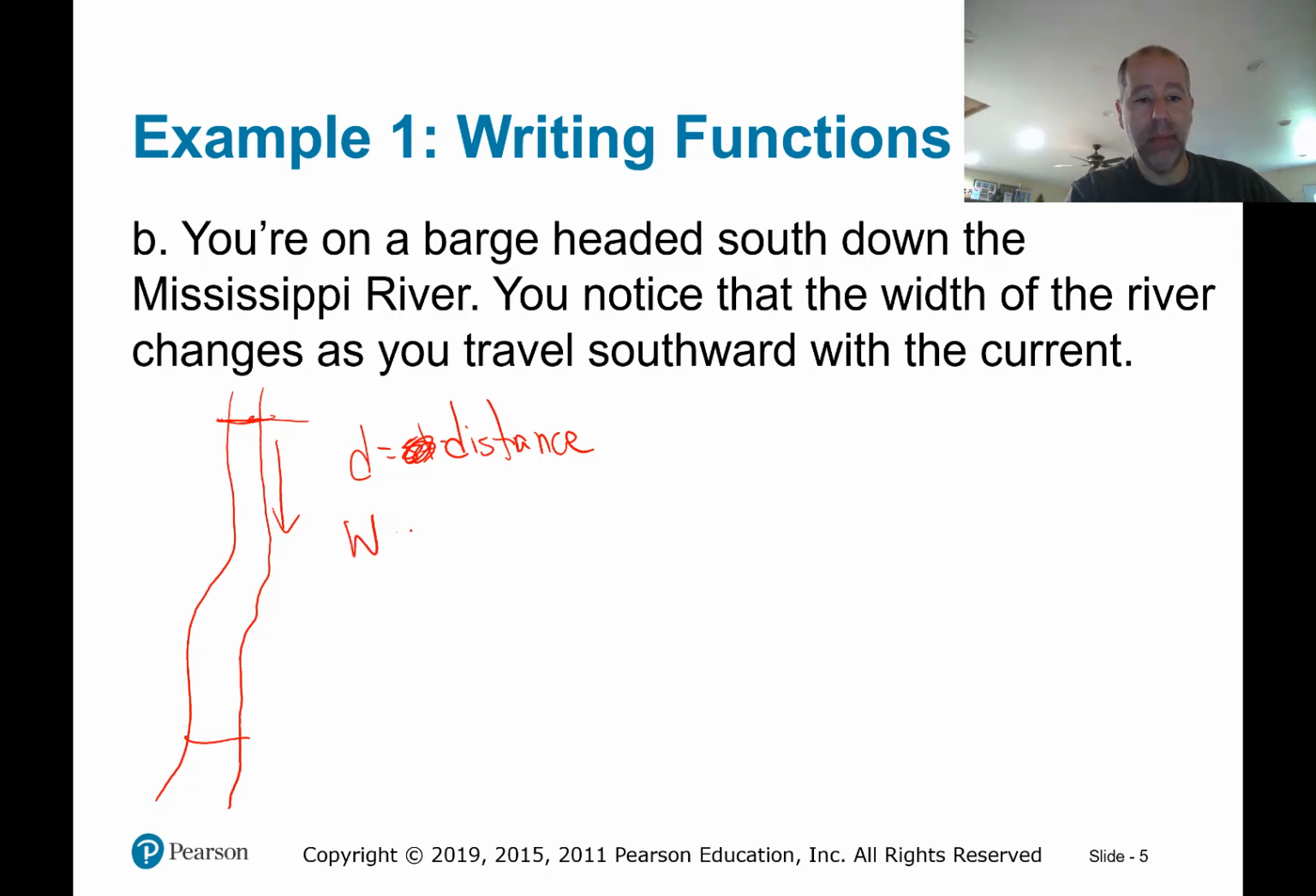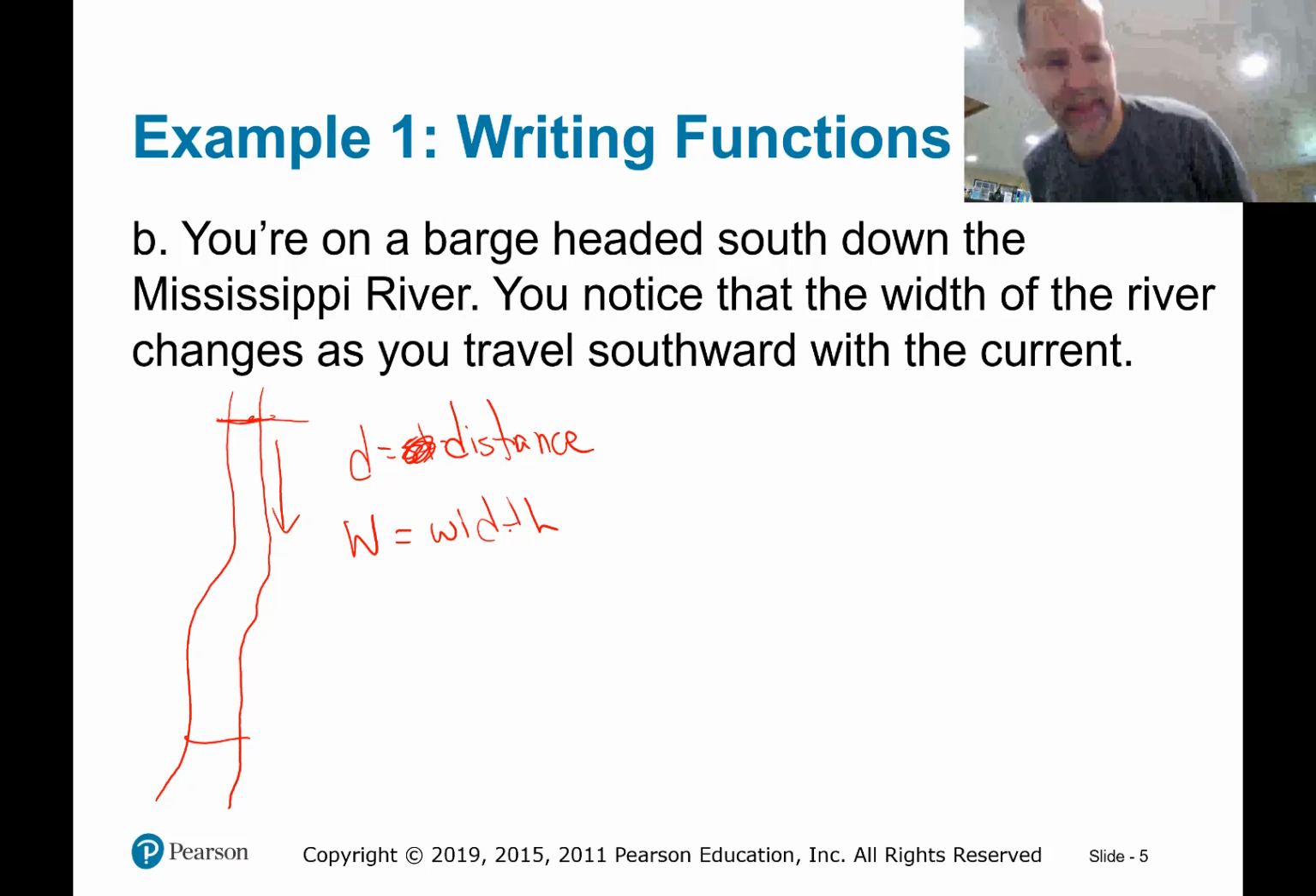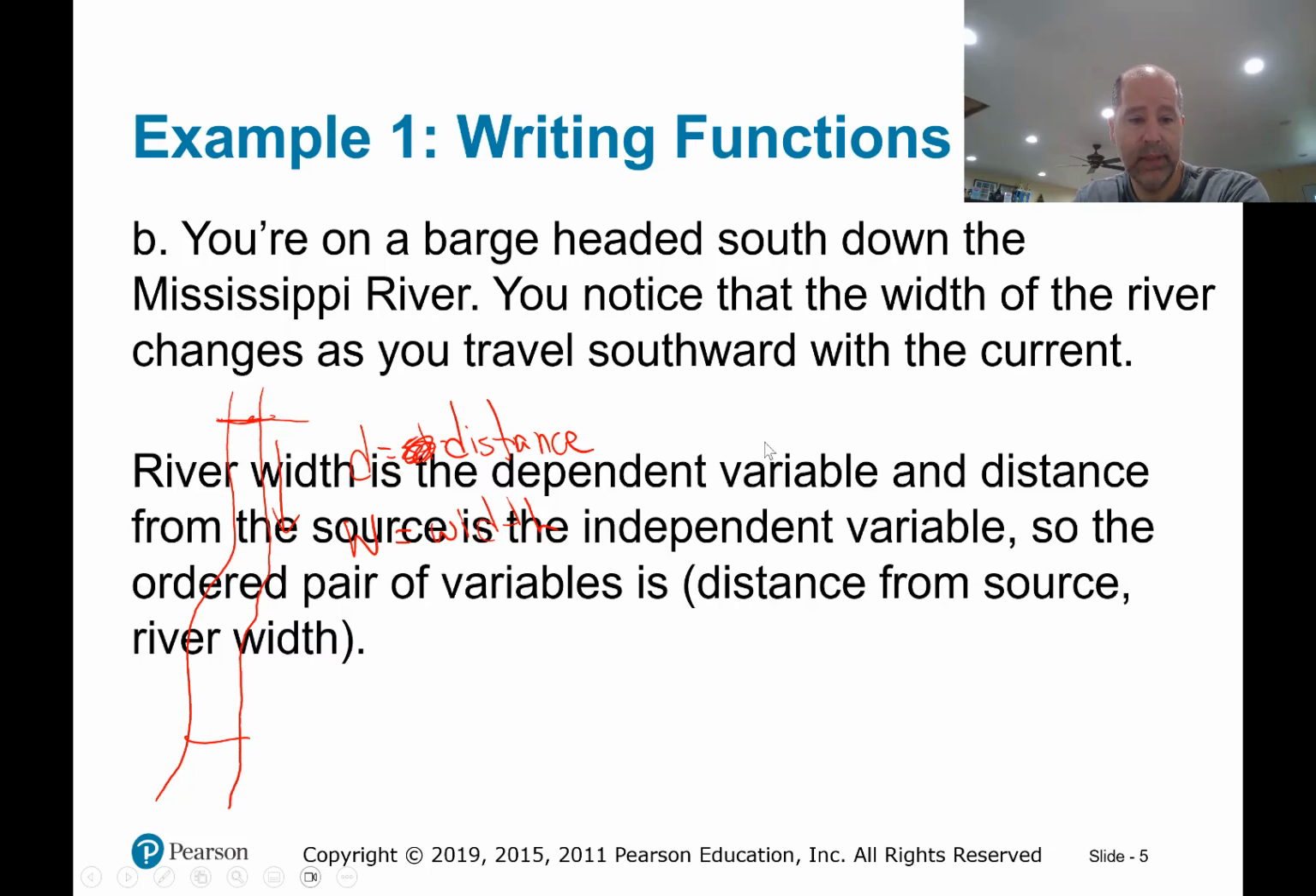And we'll use W for the width of the river. So in this case, which is the independent variable and which is the dependent variable? I would say that the width of the river is dependent on the distance you are from the starting point, how far south you are from where you started. So distance would be the independent variable, and width would be the dependent variable.